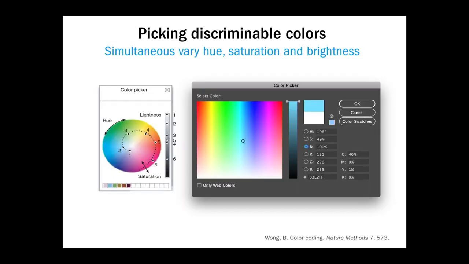So one way to pick colors that are as different from each other as possible is to take advantage of all 3 attributes of color: hue, saturation, and brightness. And one way to do that is just to spiral out on the color wheel while you're changing the color intensity at the same time. That way, you're relying on all the sensors in the eye to help color discriminability.